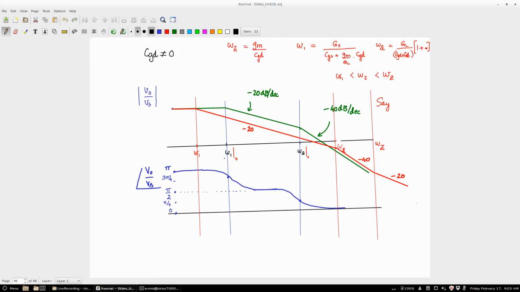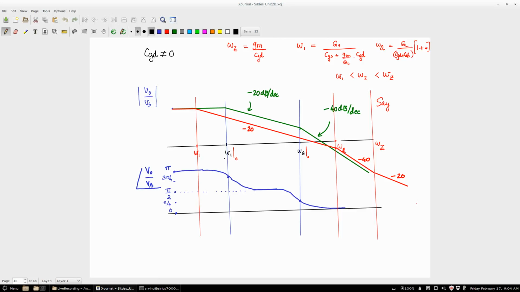Subsequently, we also looked at, if you include CGD, how one can use the Miller effect to actually compute what happens to the lowest corner frequency, correct? And the key take home was that because of the Miller effect, the lower corner frequency moves towards the lower frequency side, right? So what can you say about the bandwidth of the amplifier? It's decreasing.